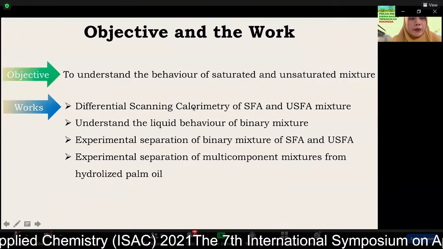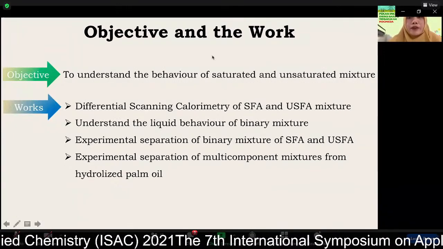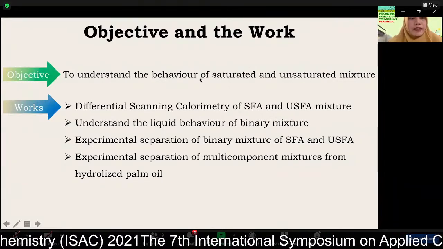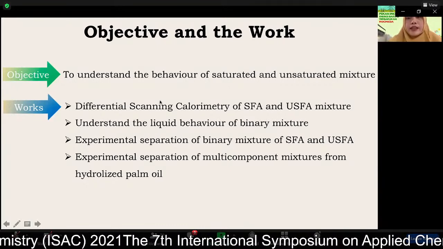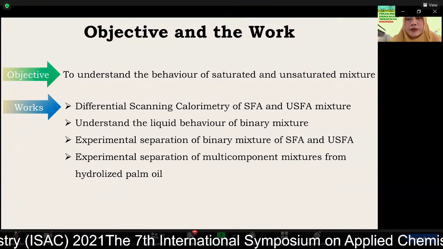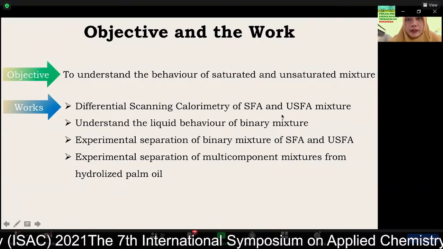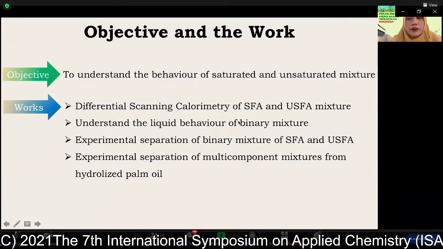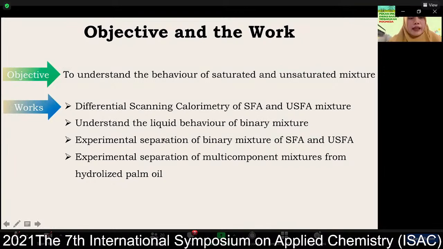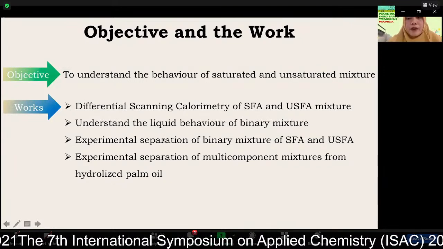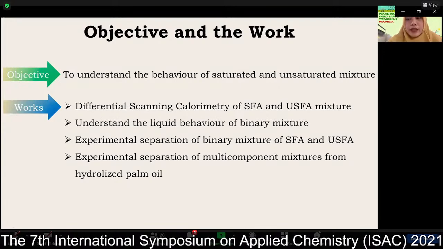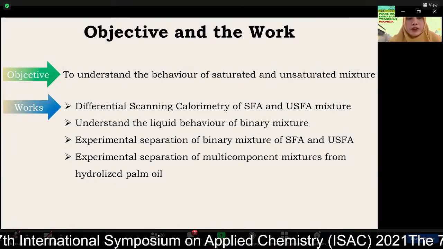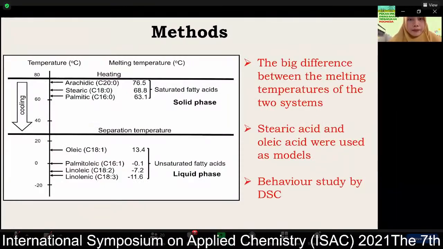This is the objective of our work, which is to understand the behavior of saturated and unsaturated mixtures. Our work contains differential scanning calorimetry, DSC, of saturated fatty acid and unsaturated fatty acid mixtures, in order to understand the liquid behavior of binary mixtures. And our experimental separation of binary mixtures of SFA and USFA. The last is experimental separation of a multi-component mixture from hydrolyzed palm oil.